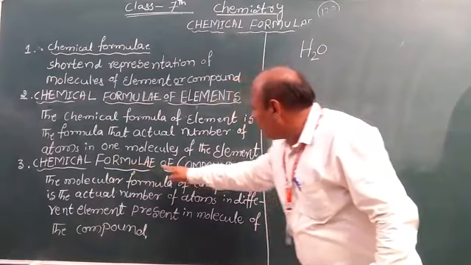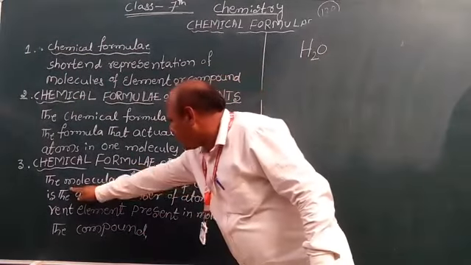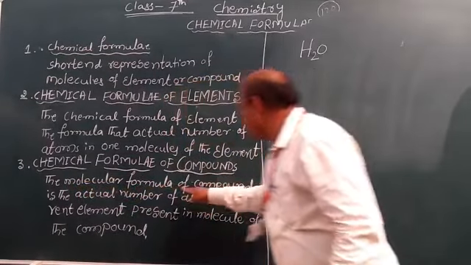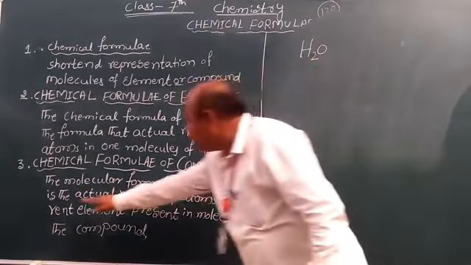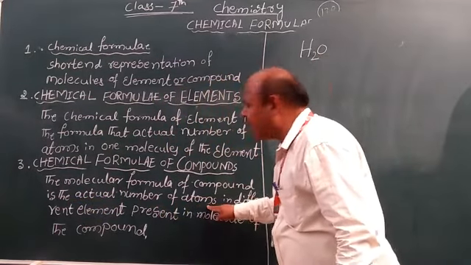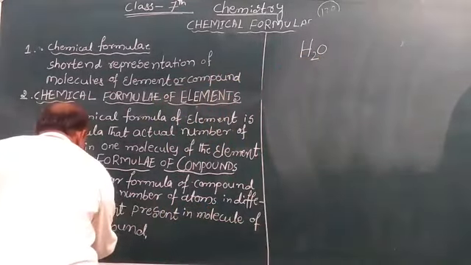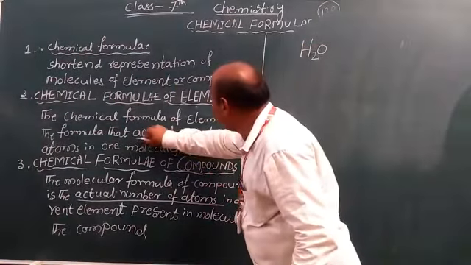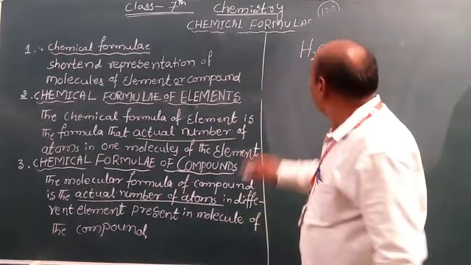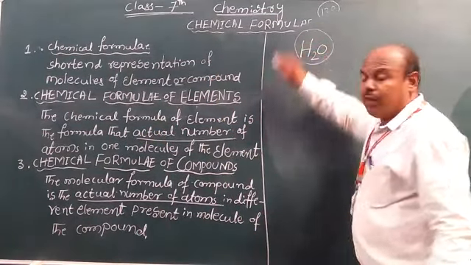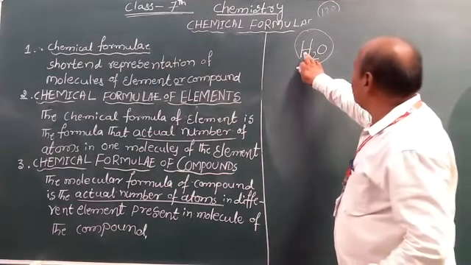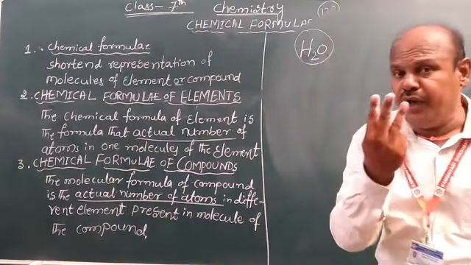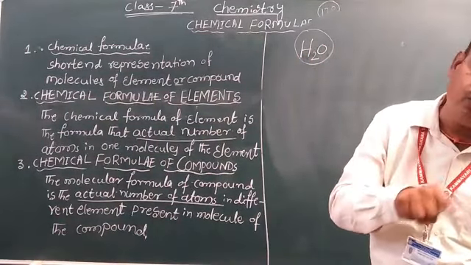The chemical formula of a compound means the molecular formula, not an atomic formula. The molecular formula of a compound gives the actual number of atoms. It is very important. How many atoms are present in 1 molecule of water? Here 2 atoms of hydrogen and 1 atom of oxygen. Therefore, 3 atoms are present in 1 molecule of water.